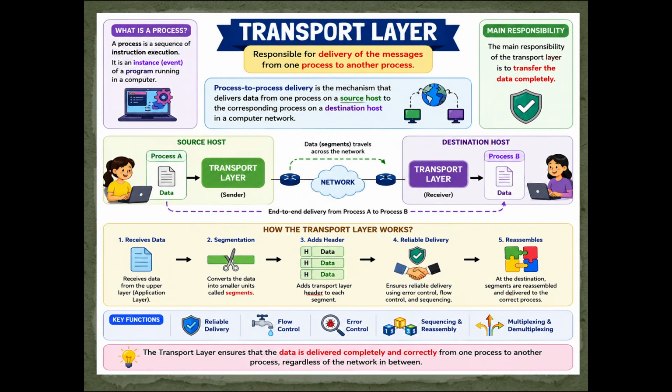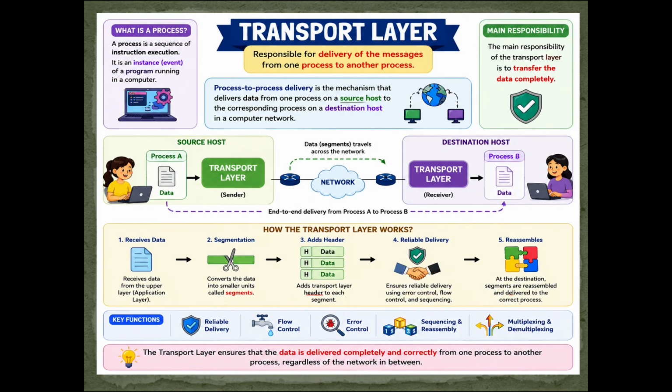Next comes the transport layer, which is considered the heart of OSI, responsible for delivery of messages from one process to another process. The main responsibility of the transport layer is to transfer the data completely. It makes the data be delivered from process to process, in the sense from one process on a source host to the corresponding process on the destination host in a computer network.